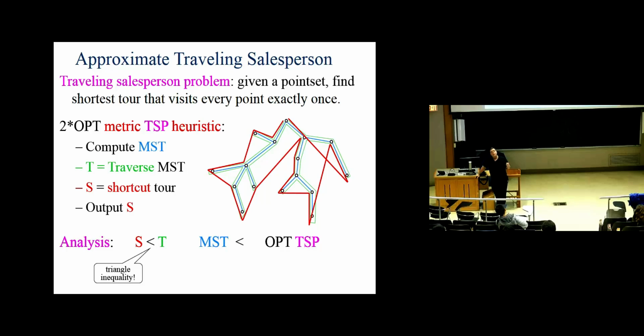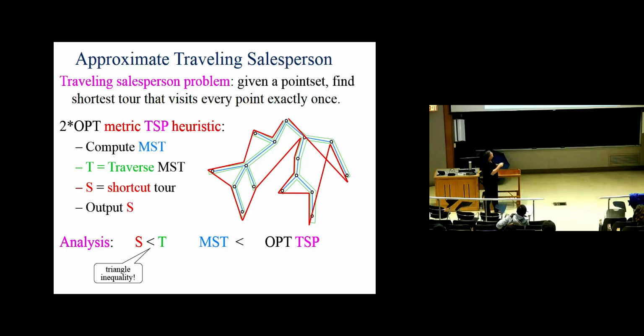A traveling salesman tour is the best cycle, but it's still a cycle. And a cycle minus an edge is a tree. And the minimum spanning tree is the best tree. A cycle minus an edge is a tree, not necessarily the best tree. The minimum spanning tree is the best tree.